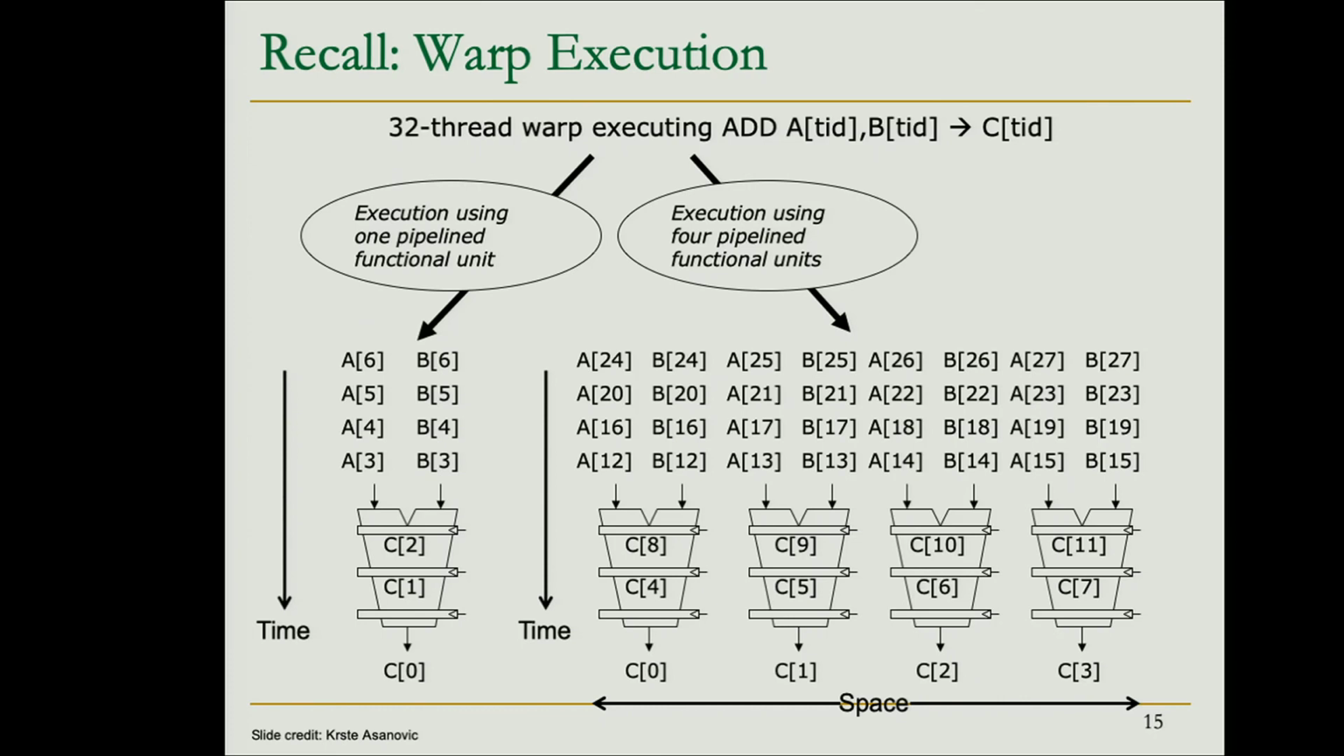In case that we have one single functional unit, we can have, let's say, concurrency in time. For example, here we have first launched the computation of A0 plus B0 and obtain C0. After that, we input the operands to compute C1, C2, C3, and so on. If we have more of these units, we can have more of these operations in parallel. So we can have concurrency in time and in space.